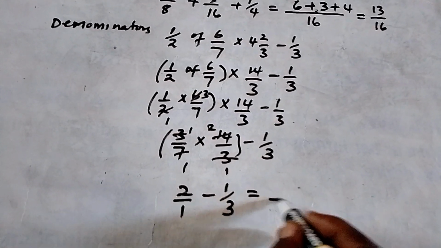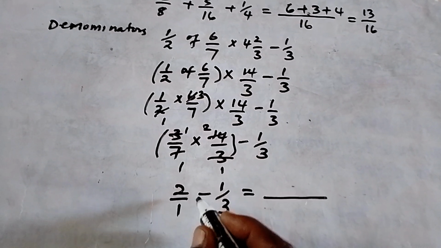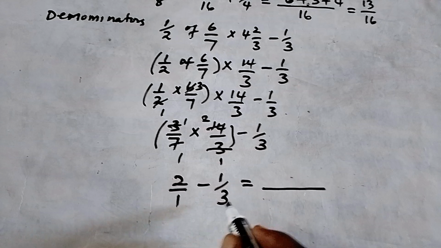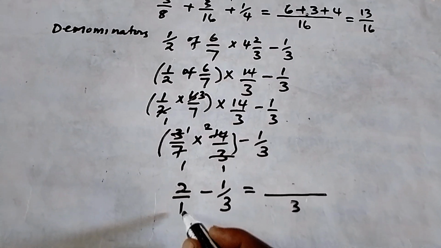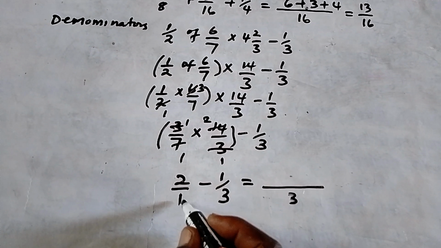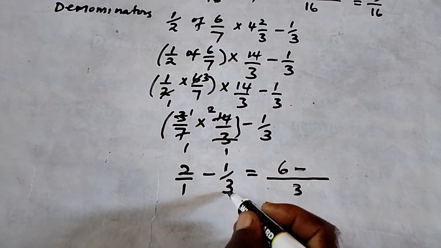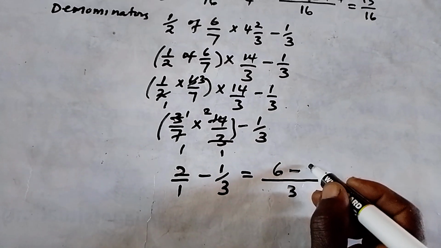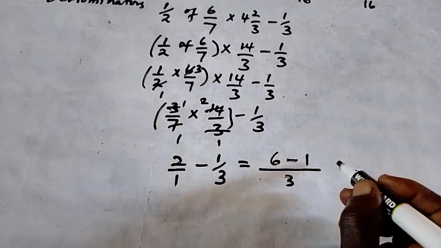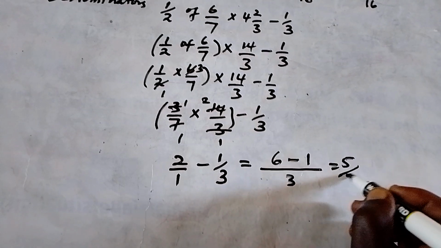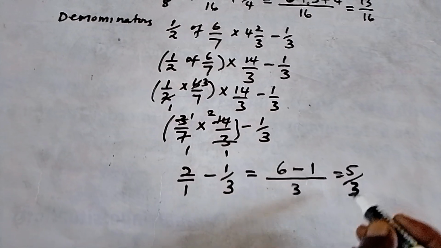So we can work this out by finding the LCM of 1 and 3, and this is 3. Divide by 3, you get 1. You get 3, sorry. Multiply by 2, get 6. Then minus 3, divide by 3, 1, times 1, you get 1. If you subtract, you get 5 over 3. This is now the value for the denominator.